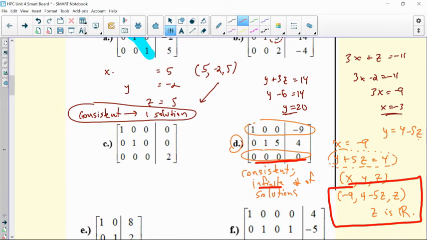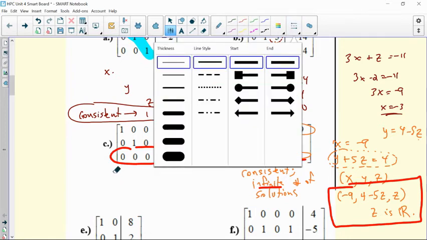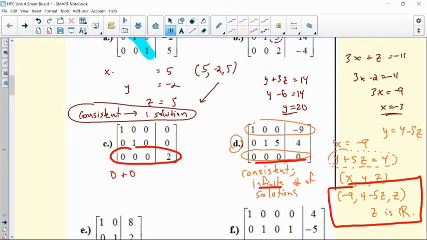Now, we skipped C on purpose, because here's what it's going to look like if you have an inconsistent system. Think about this for a second. That statement says 0x plus 0y plus 0z is equal to 2. And we know that's not true, right? 0 doesn't equal 2. So when you get a false statement like this, that doesn't make sense, then we say it's an inconsistent system.